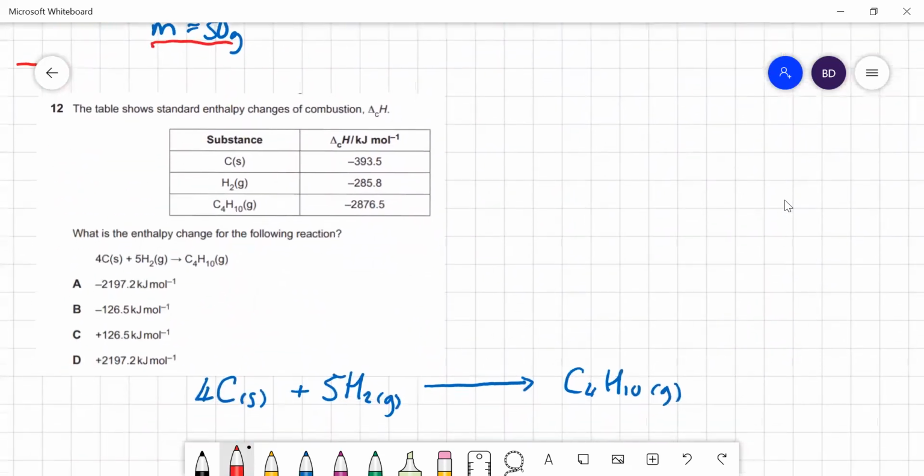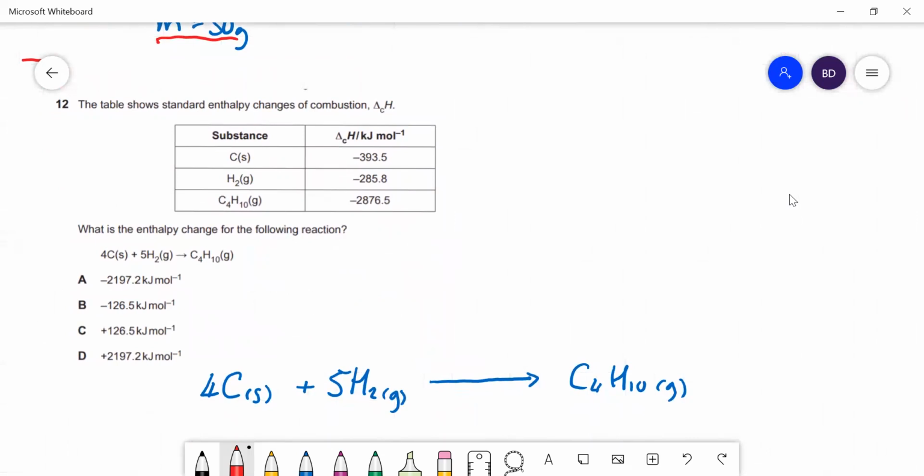Okay, this is just working out now. You've got to work out the enthalpy of combustion for, sorry, you haven't got to work out the enthalpy of combustion. You're given enthalpy of combustion data.